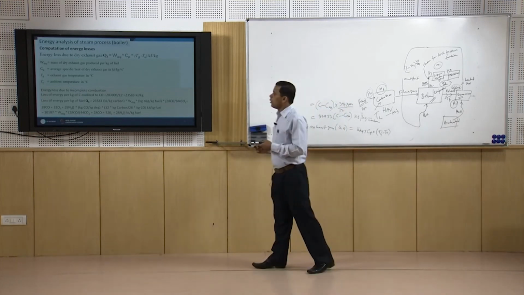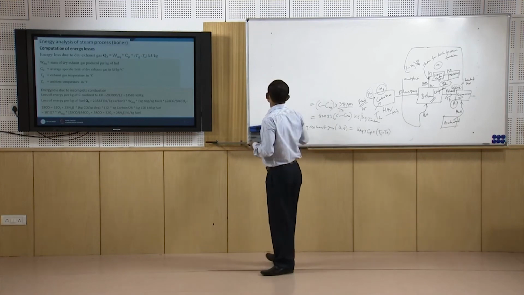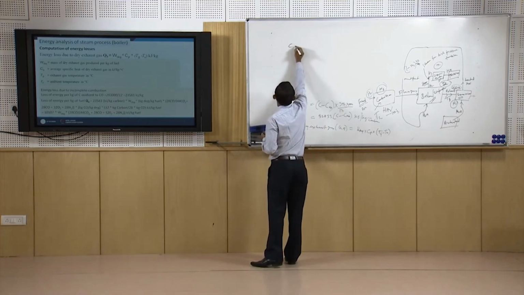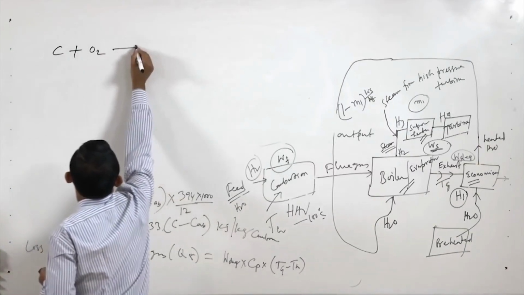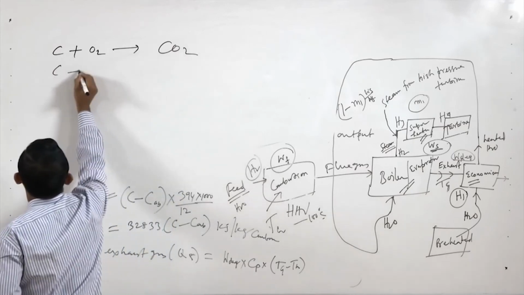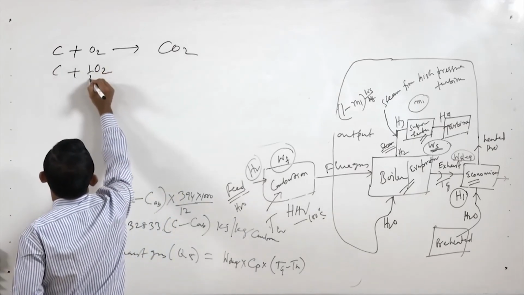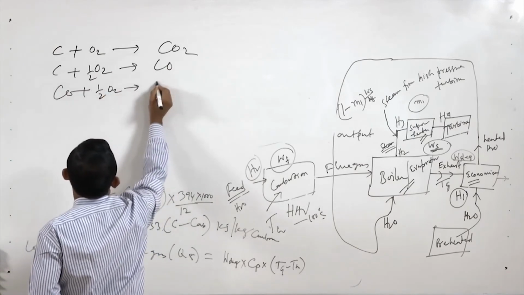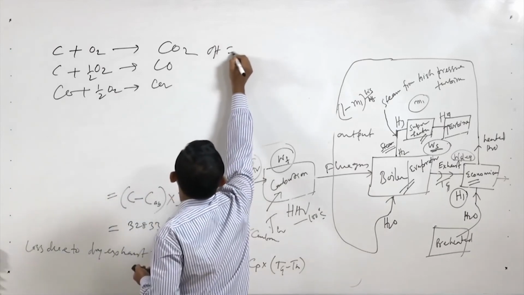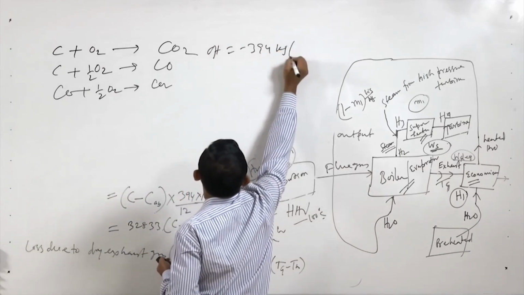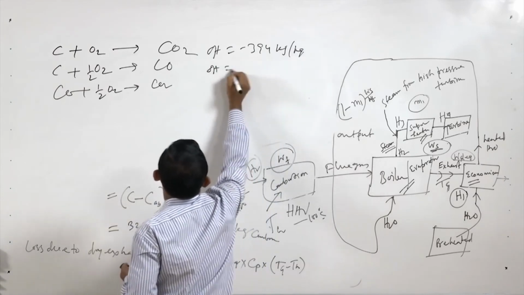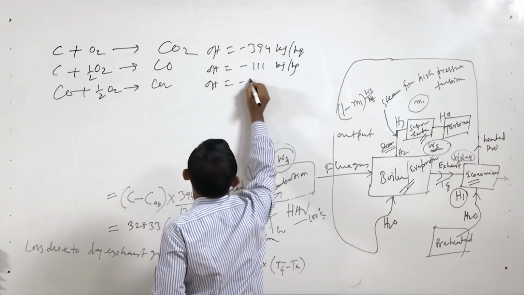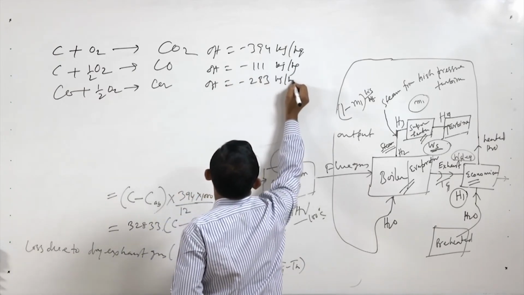Now, we will see loss due to incomplete combustion. Incomplete combustion means carbon present in the feedstock can react with oxygen to give CO2, or react with oxygen to give CO, or CO can further react to give CO2. Here del H is equal to minus 394 kilojoule per mole, here del H is equal to minus 111 kilojoule per mole, and here del H is equal to minus 283 kilojoule per mole.